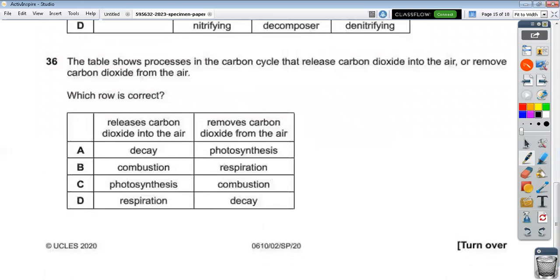The table shows processes in the carbon cycle that release carbon dioxide into the air or remove carbon dioxide from the air. Which row is correct? Which row is correct? Releases carbon dioxide into the atmosphere.